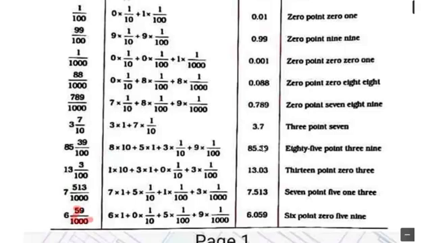Now the next is 6 and 59 upon 1000. Now children, 6 is a whole number. 59 upon 1000 is 0.059. So it is 6.059. Is it clear? 59 upon 1000 is 0.059. I hope you all have understood this now.